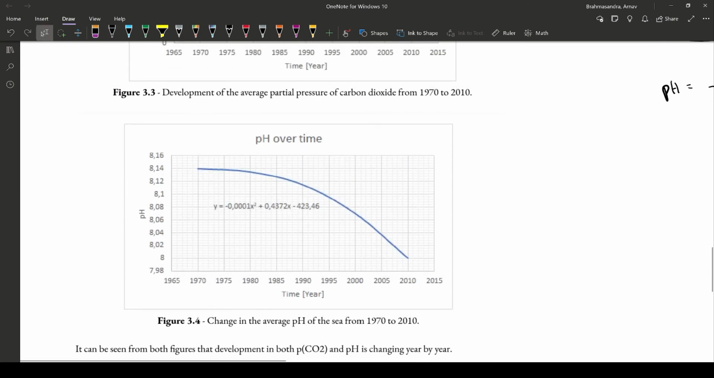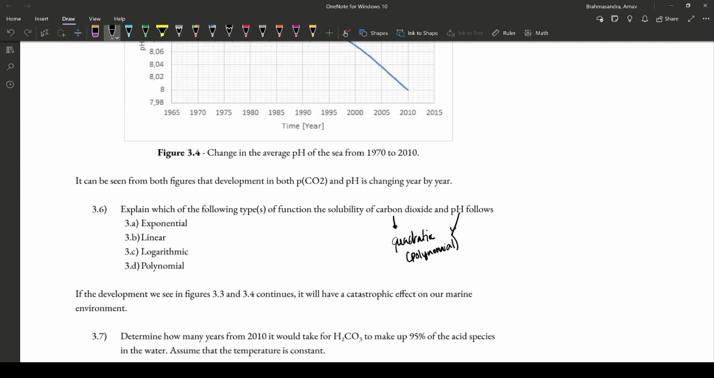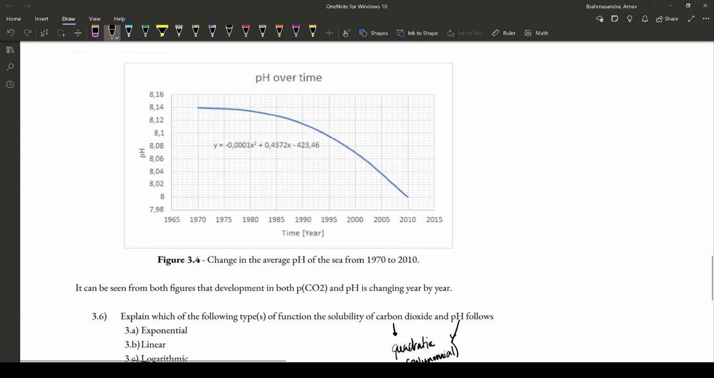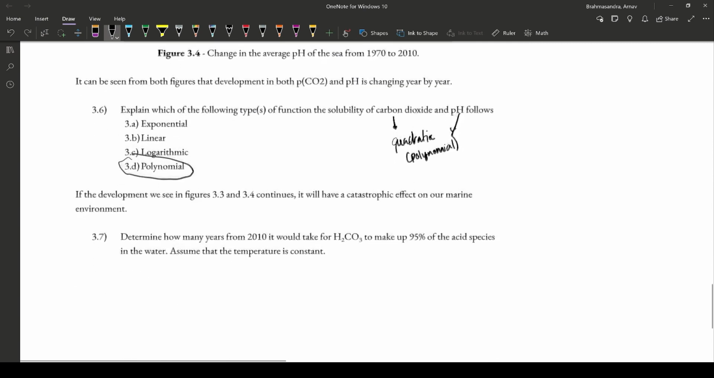And the pH we see is the exact same thing. We have x squared, x, and a constant. That also is a quadratic, or a polynomial. So both of them are following a polynomial. You really don't need to explain much for this question, but basically just say that they both follow a polynomial, and we see this because the function that's given is a quadratic, right? It has an x squared, x, and a constant term.